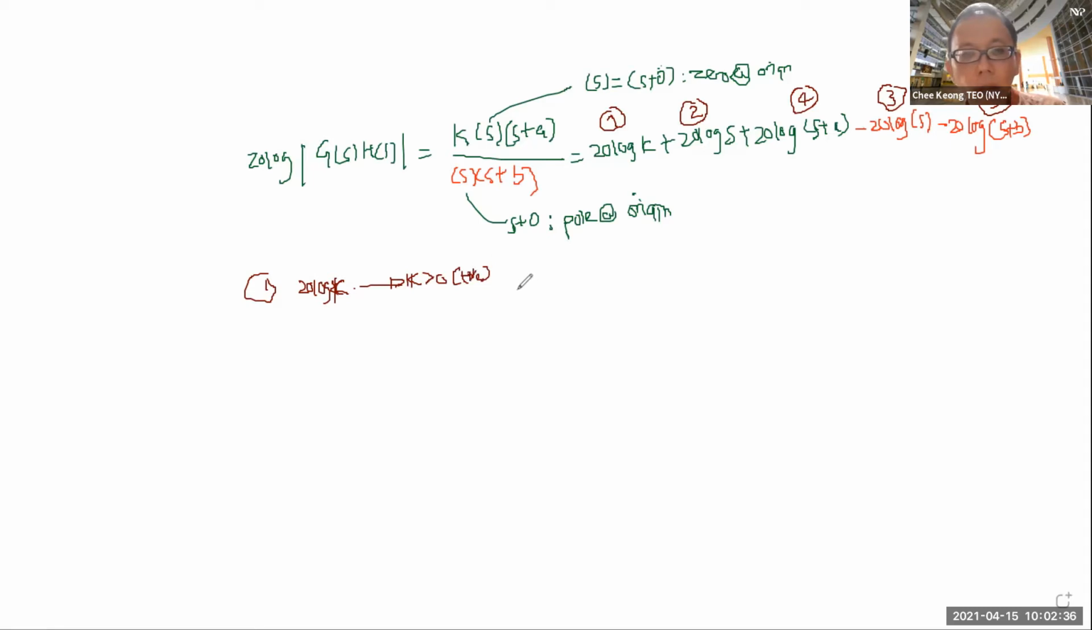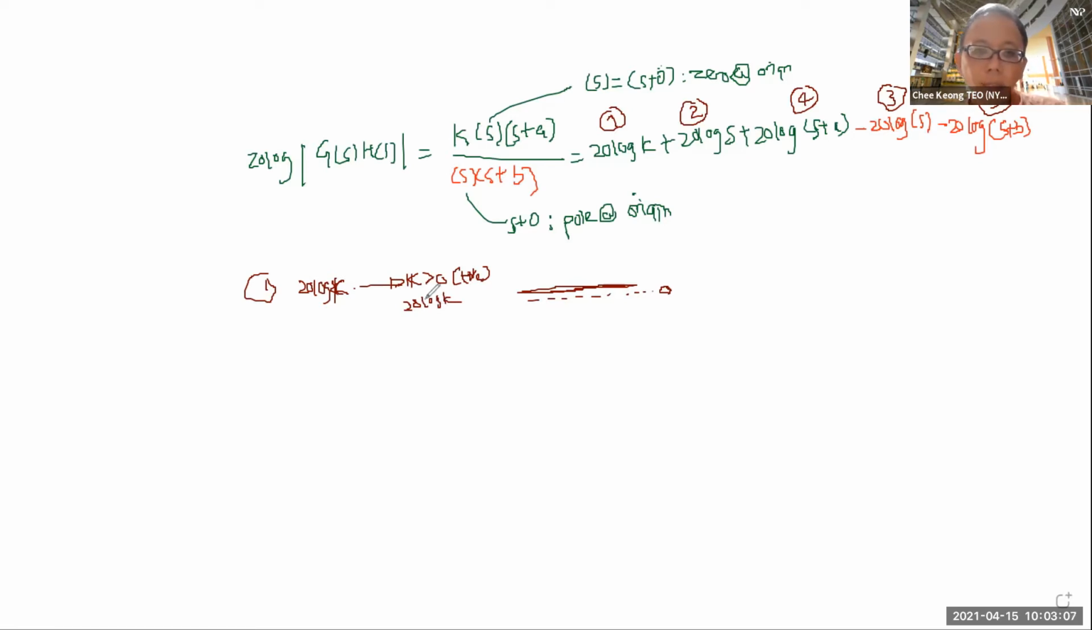Now when k is greater than 0, if you look at the graph point of view, if this is the 0 magnitude, then for k greater than 0, you take 20 log k. Your 20 log k result will be above the 0 line. This is what I mean. This will be 20 log k, whatever value you have. Let's say k is 10.